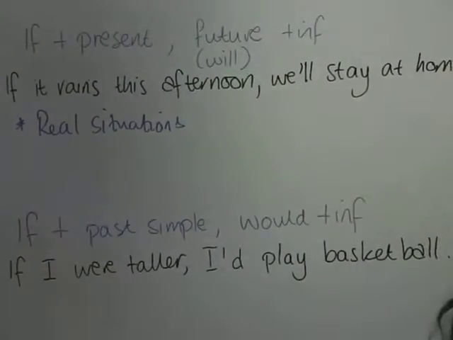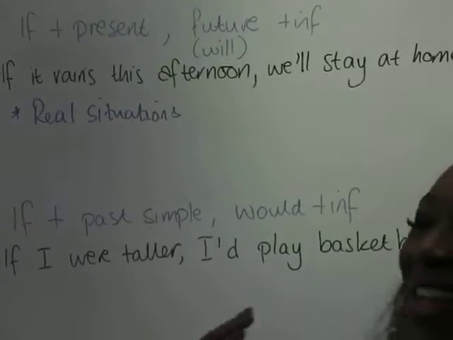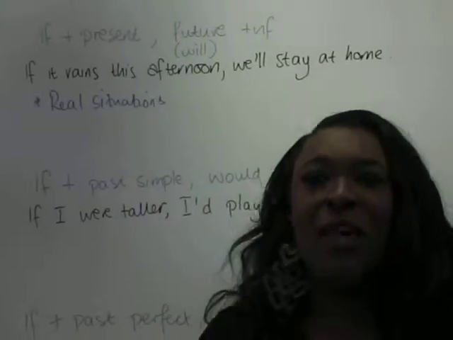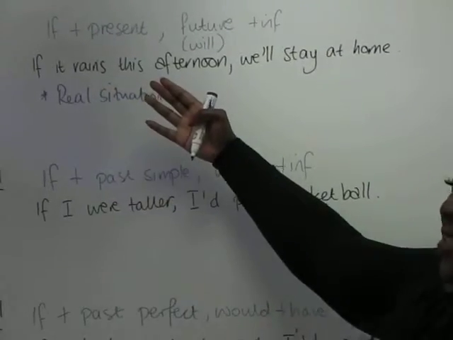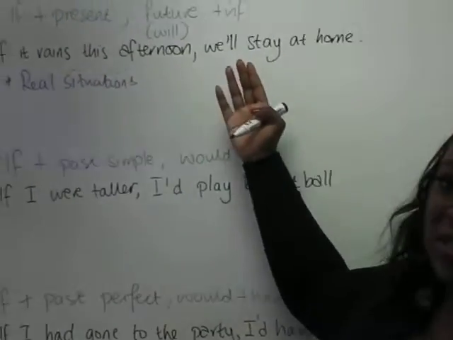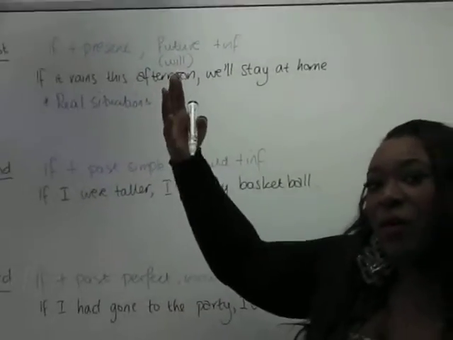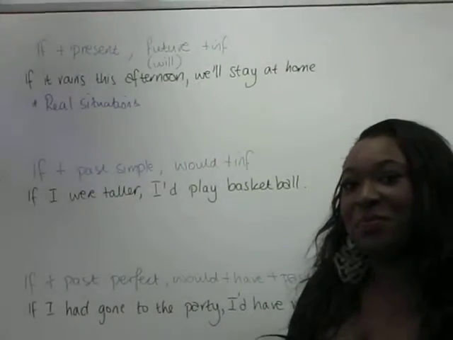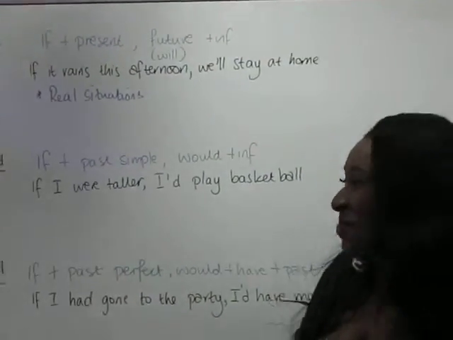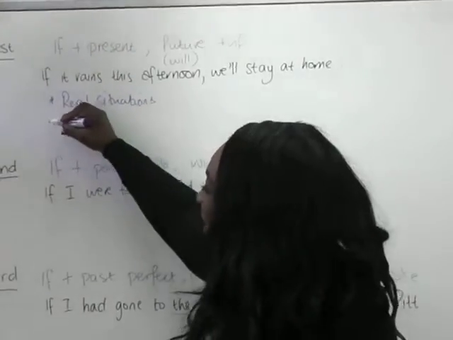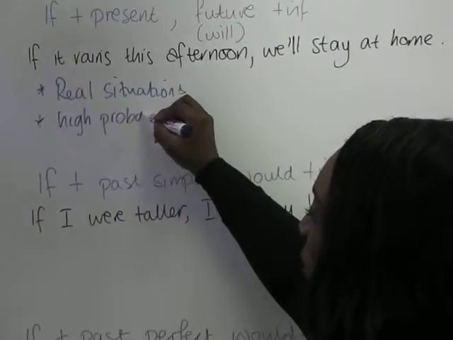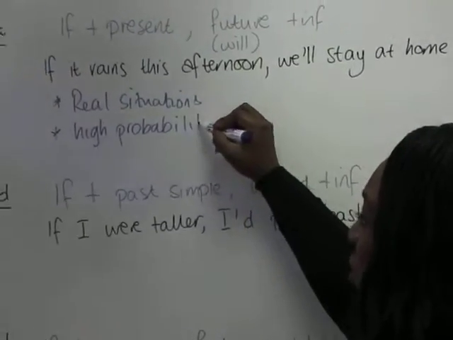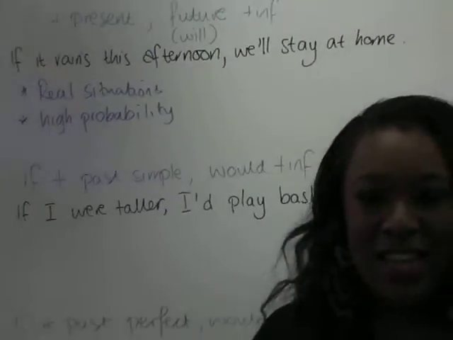Now, as I look outside of the window, remember it's cloudy, it's grey. So what is the probability that it's going to rain this afternoon, and so we'll stay at home? Is it high or is it low probability? Correct. It's high probability. So we're talking about a real situation which is likely to happen.